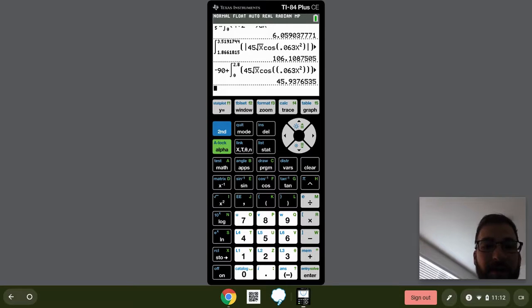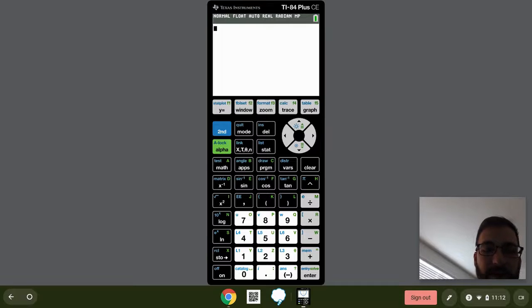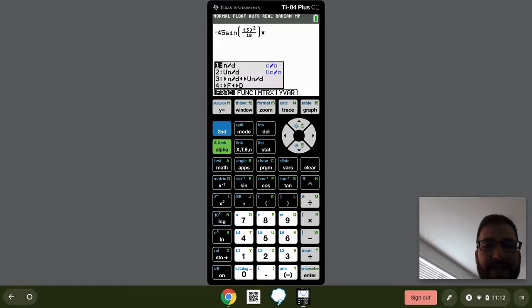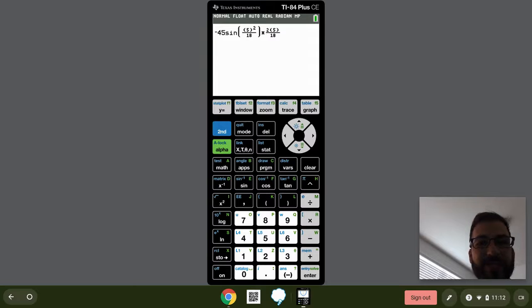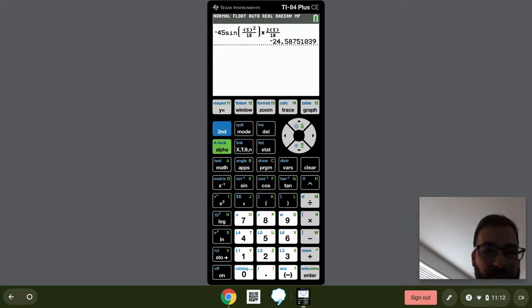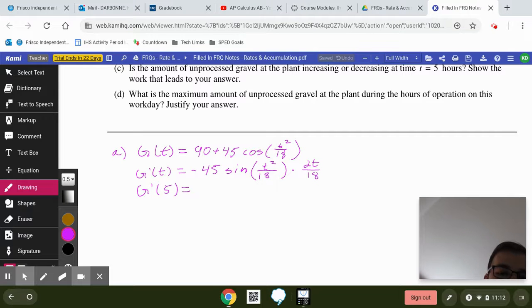which, go to our calculator, clear out all that mess. So g prime of 5 is negative 45 sine of t squared, so 5 squared over 18, times 2 times 5 over 18. All right, and we get negative 24.587, which we can round off to negative 24.588.